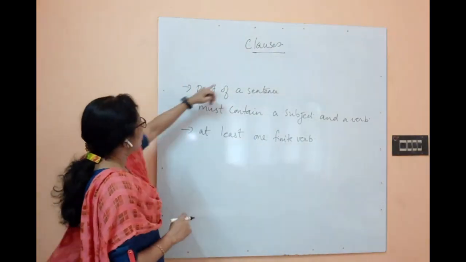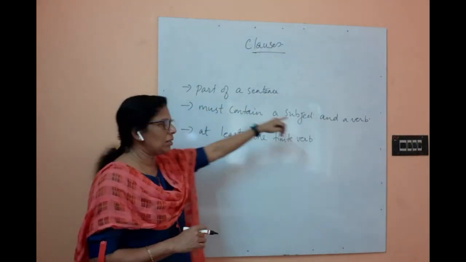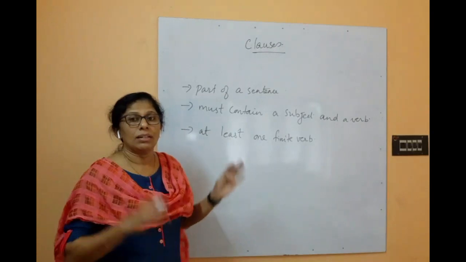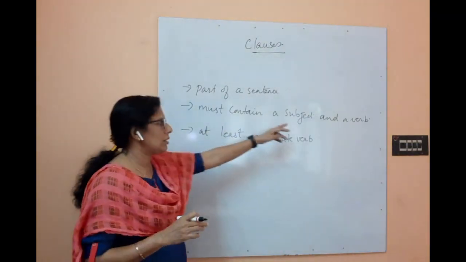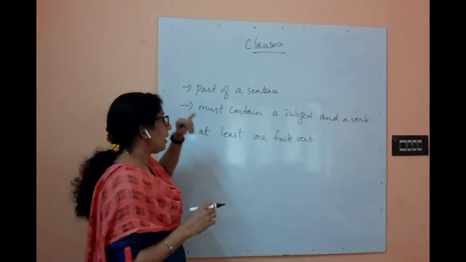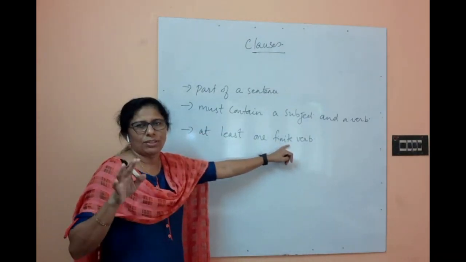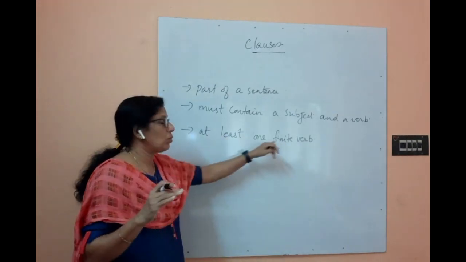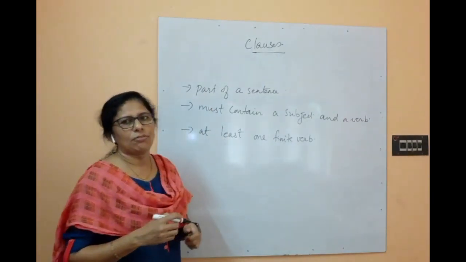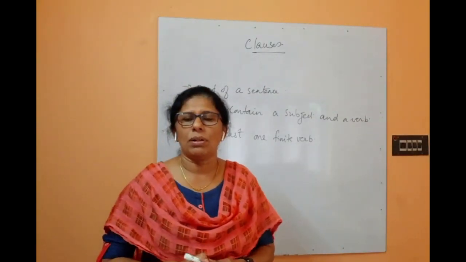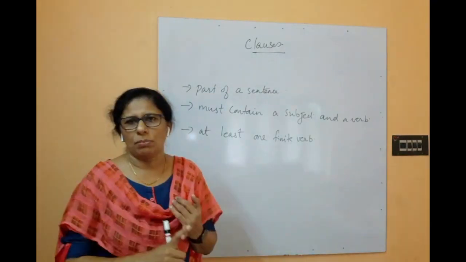Okay, so a clause is a part of a sentence and a clause must contain a subject and a verb, whereas in a phrase we know that it should not contain a subject and a verb. Here it must contain a subject and a verb, and at least one finite verb should be there. We cannot count a non-finite verb as a verb. So these are the three conditions that we have to follow if we are picking out a part of a sentence as a clause. Understood? So first, what is meant by a clause?